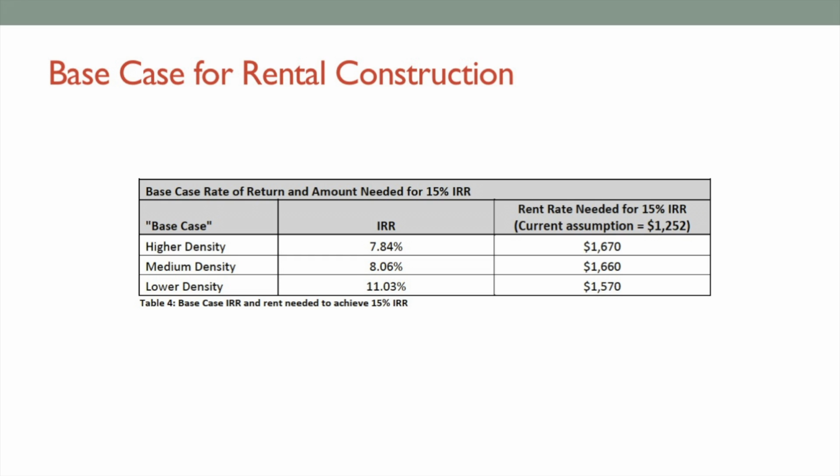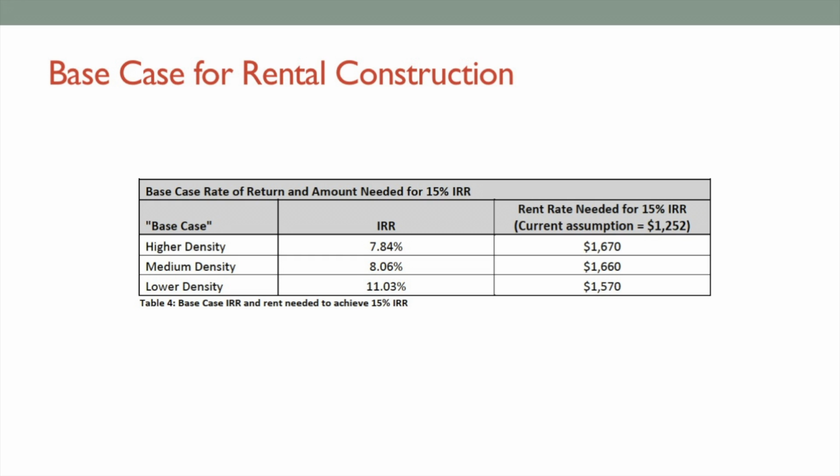They figured out high, medium, low density. Based on market conditions, if I wanted to build rental, these would be my return rates. Then the next step was, what's the rent necessary to come up with 15%? So they had the pro forma, and they figured out what needed to be done to make it 15%.